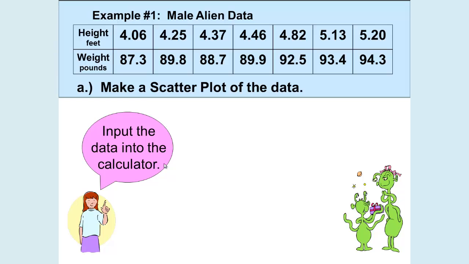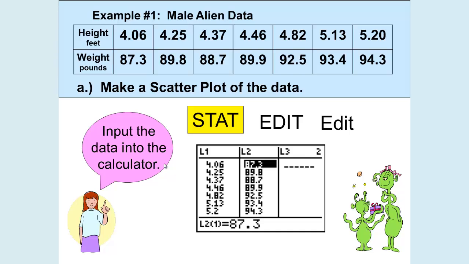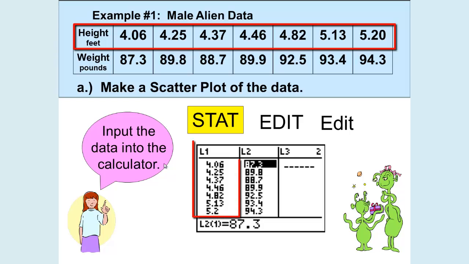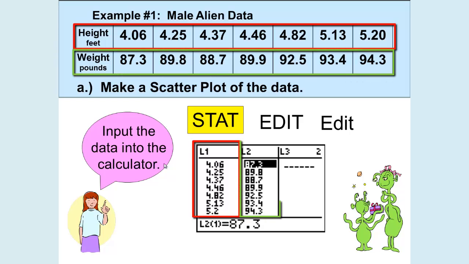Now we know how to input one list of data in our calculator. We've covered that in previous videos. We press Stat, then choose Edit under the Edit menu, and that brings up our list. In this case, it's very similar, except we have paired data. Our X list, the height in feet, will go into list 1, and our weight in pounds will go into list 2. Notice we do not put all of our numbers into list 1, but create 2 separate lists for our 2 values.